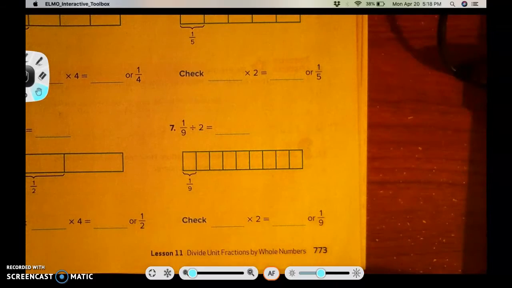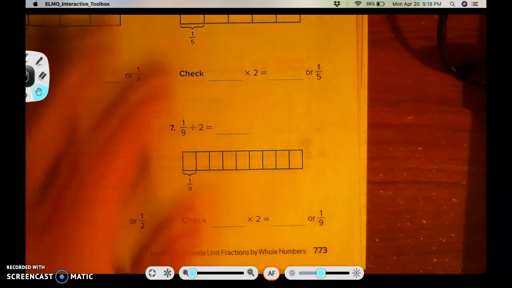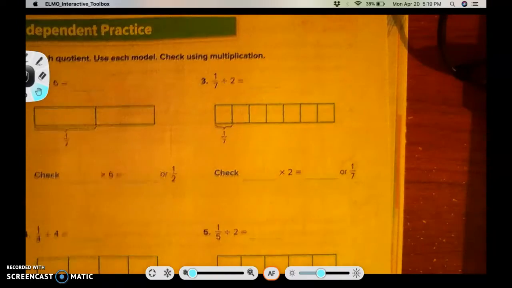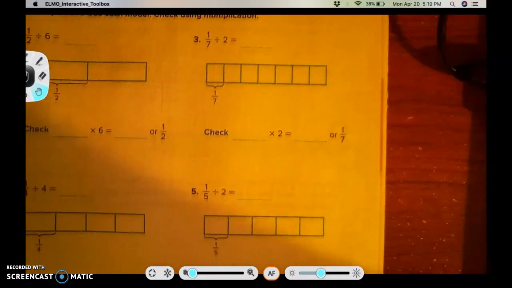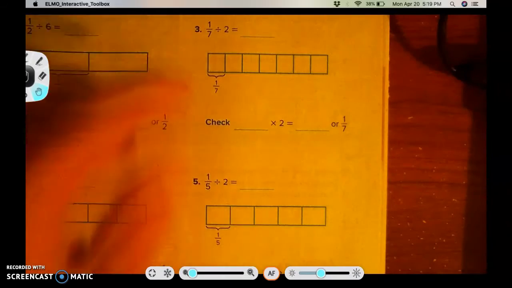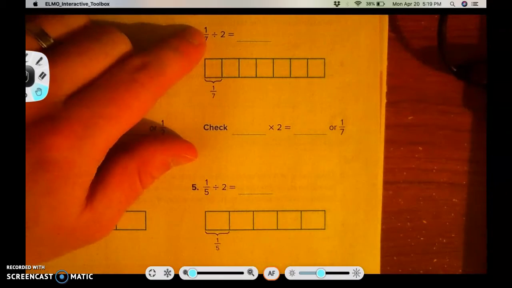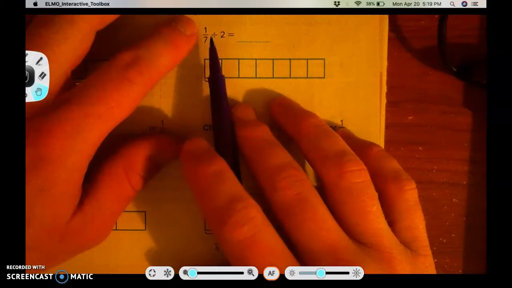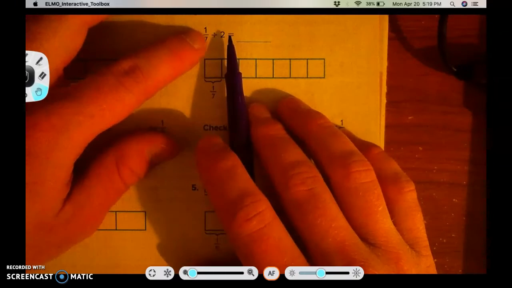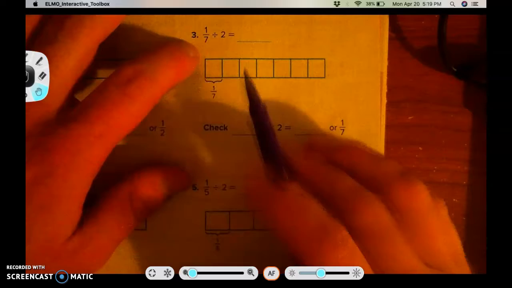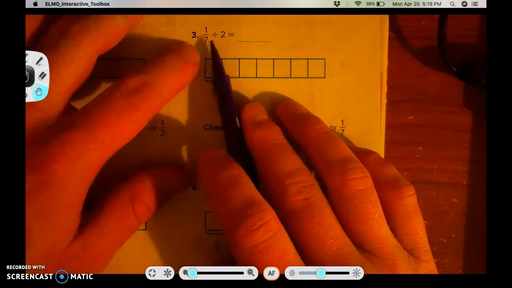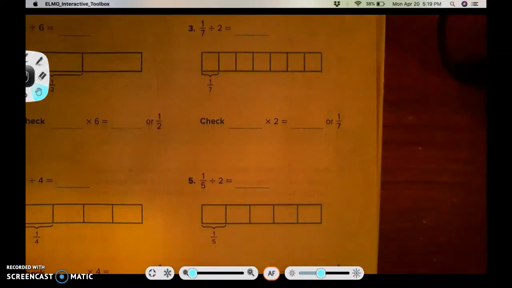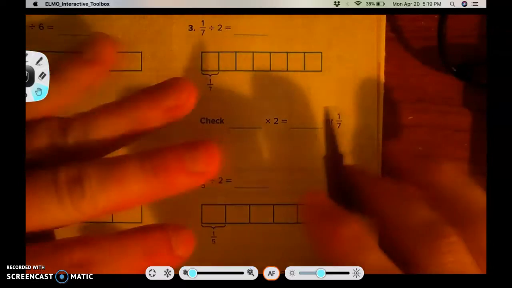Now we're going to jump into lesson 11. Like I said, we've kind of done it before. They're just going to use better models than I had. So, like we did before, when we take a unit fraction and divide it by a whole number, it's like taking the denominator 7 times 2. Okay? And then we're going to leave the 1 the same, but I'll show you how and why that works.